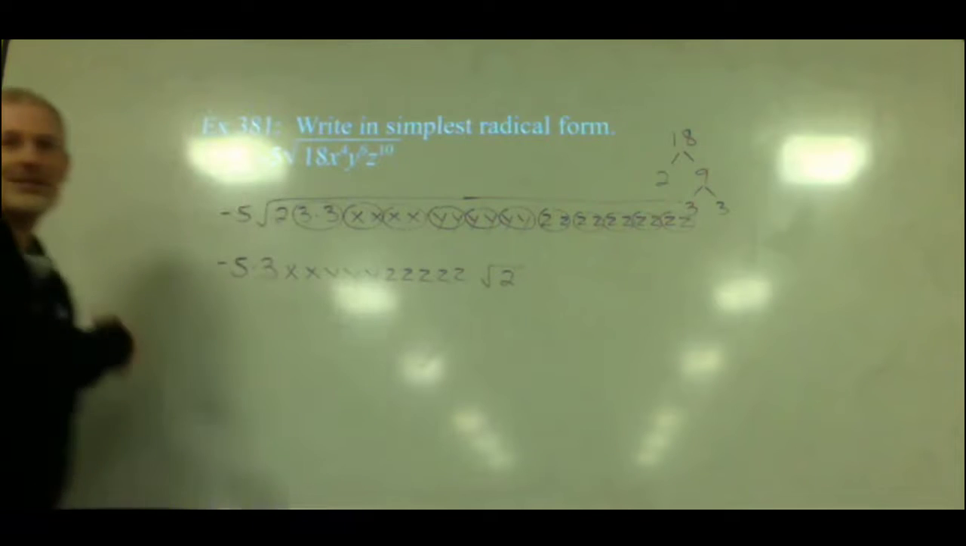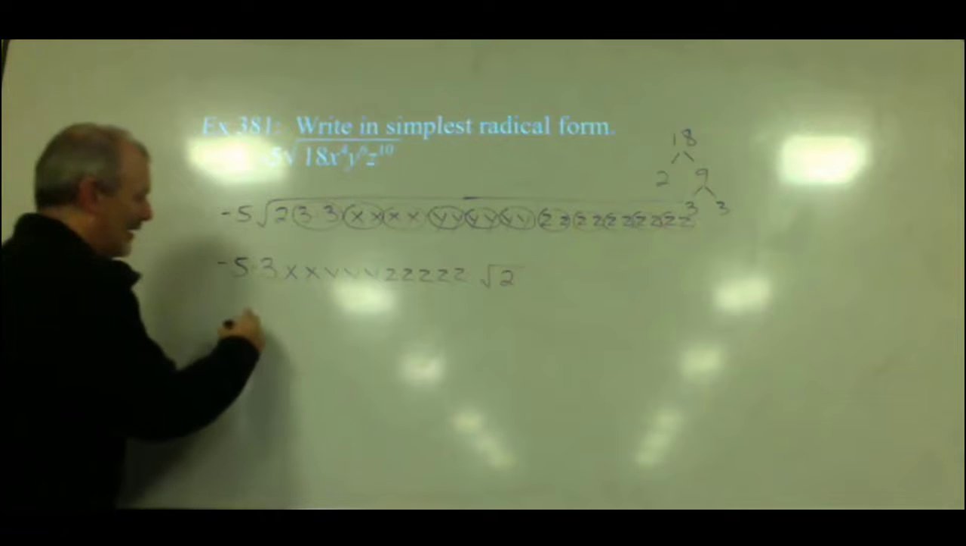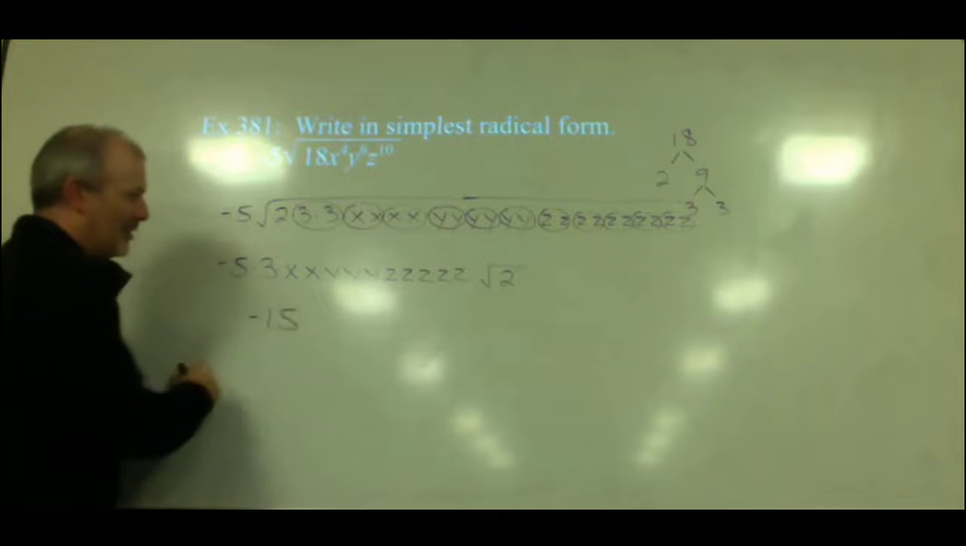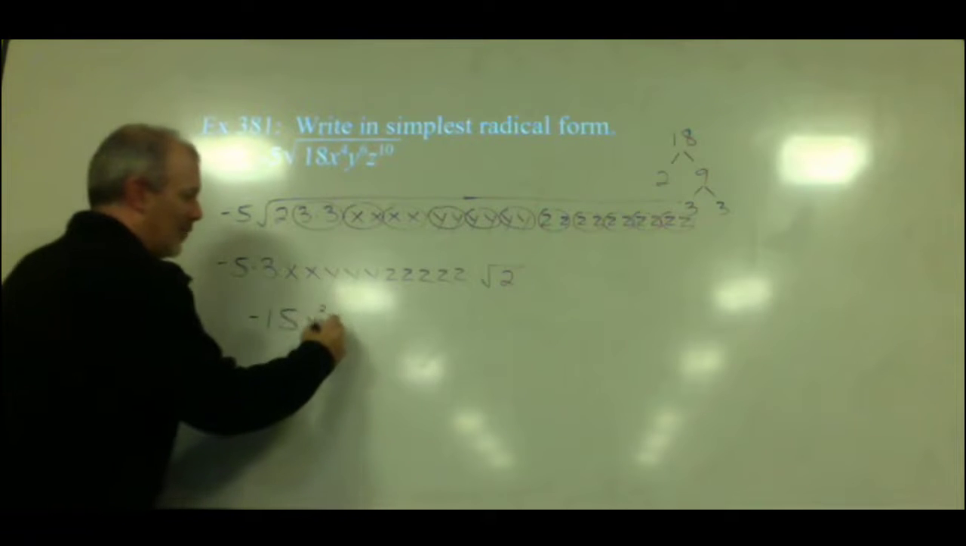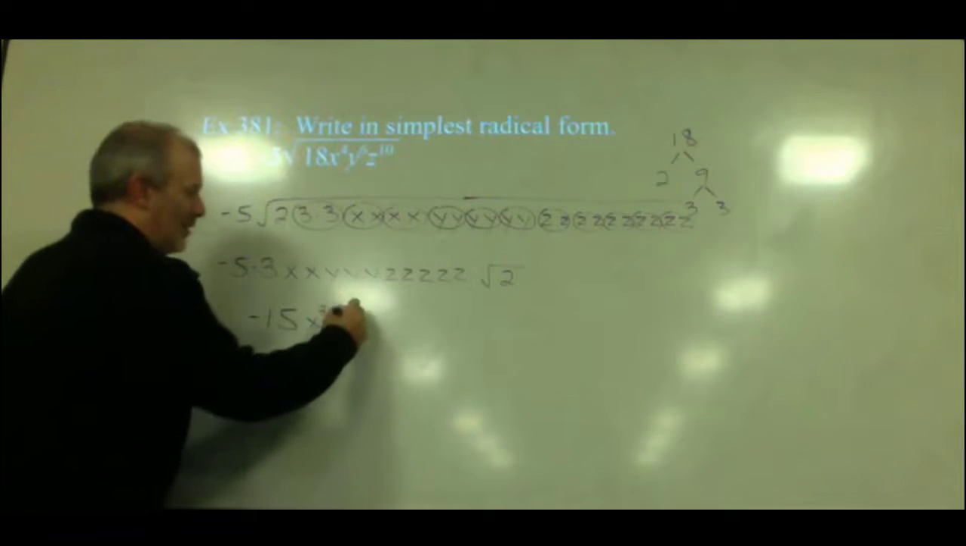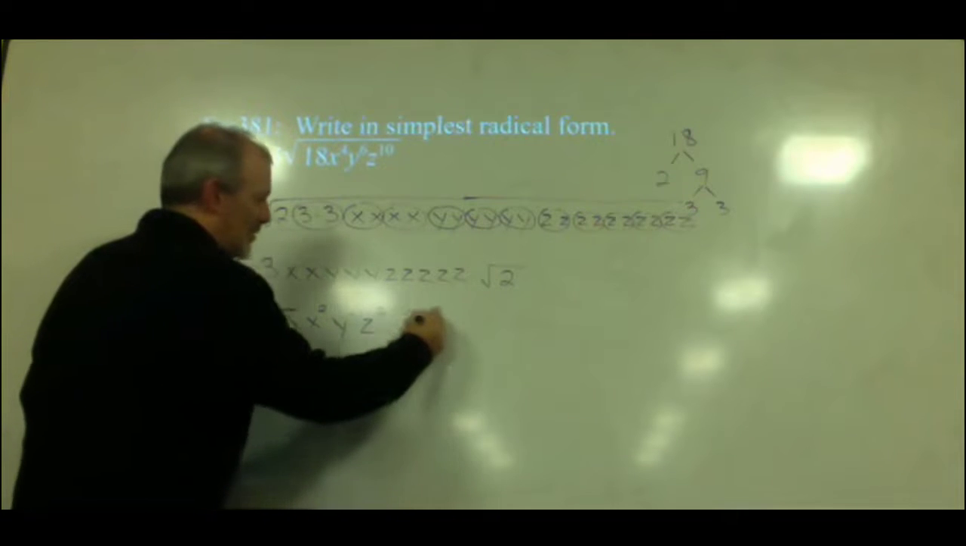So we do not want to write it this way because this would take a lot of space. But we multiply. Negative 15 is the number part. It'll be x to what power? Squared. And then y to what power? Third. And then z to the fifth. And then you have the square root of 2 on there.